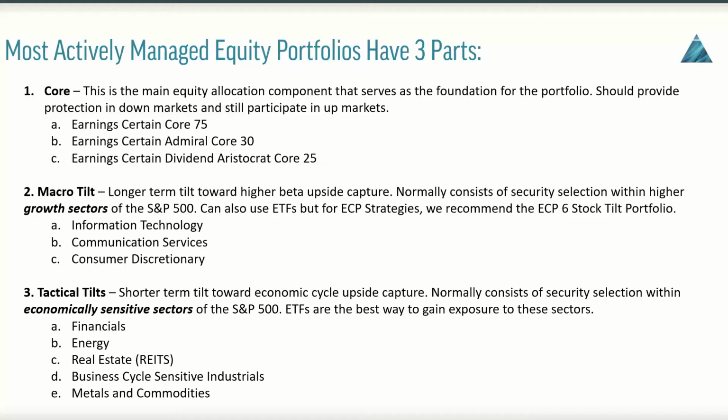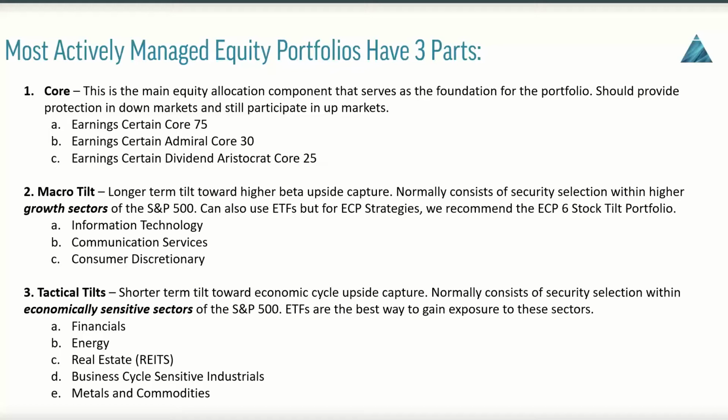Over the course of the past 3 weeks and the prior 3 webinars, I've shown the portfolio statistics related to the 3 core portfolios that are part of the Earnings Certain family, and that's the Core 75, the Admiral Core 30, and the Dividend Aristocrat Core 25. Each of these portfolios represent core and provide that downside protection and still allow you to participate in the up markets.